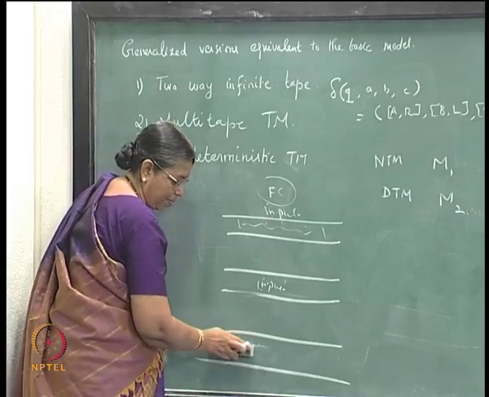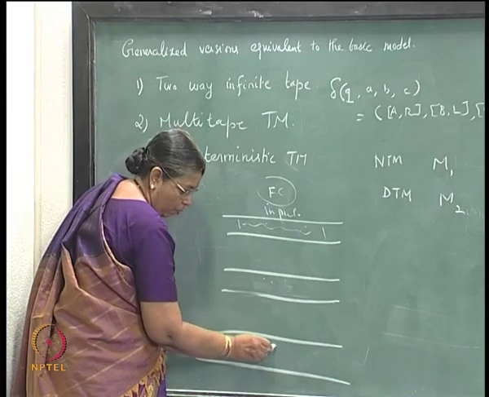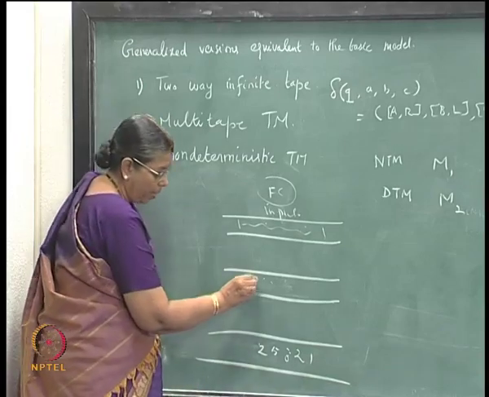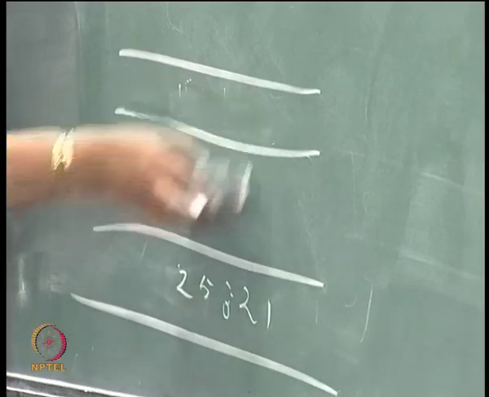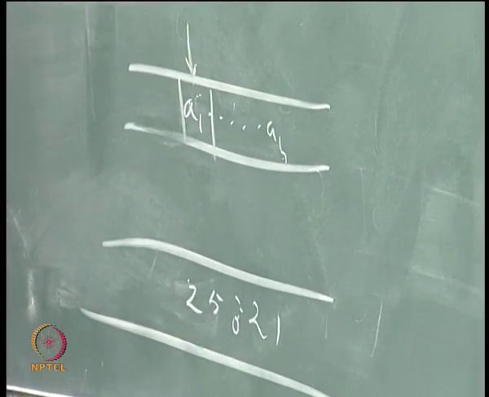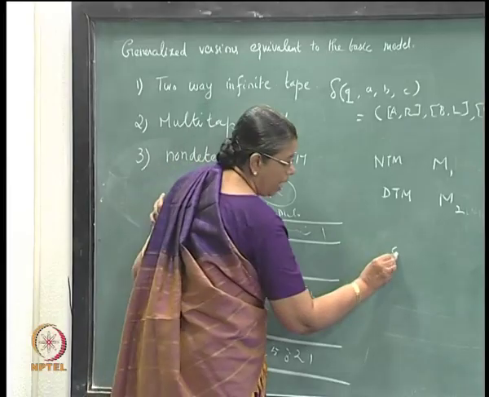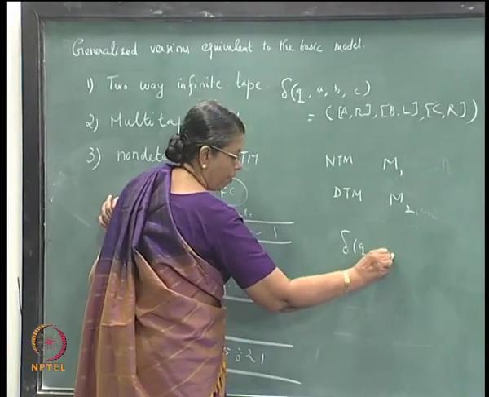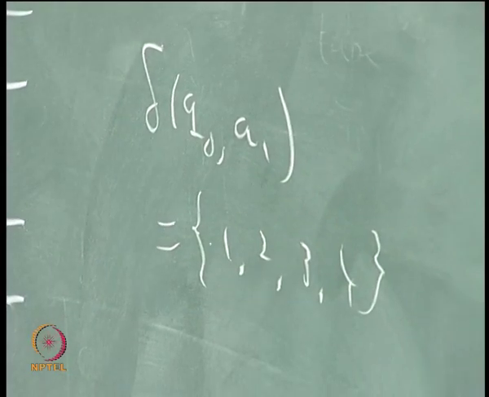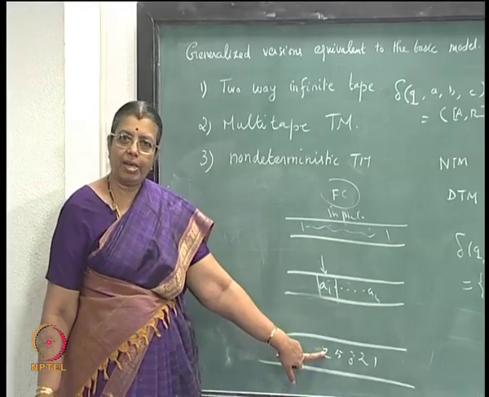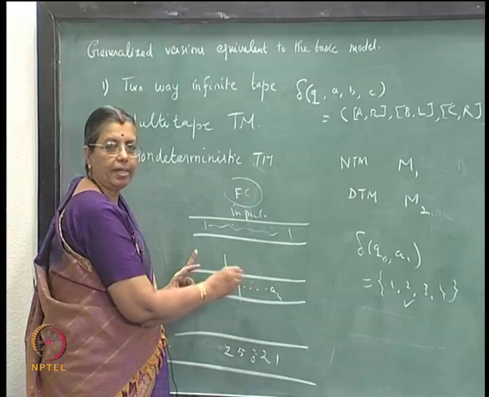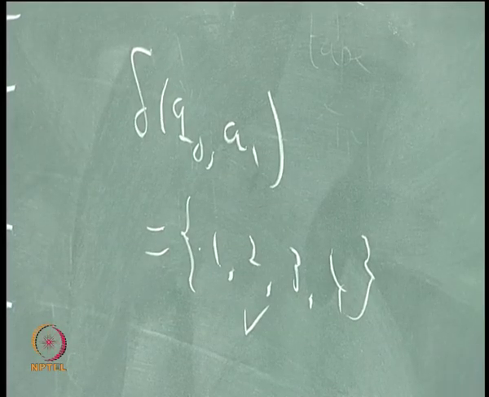Suppose at a particular time the sequence is say 2, 5, 3, 2, 1 and the input is copied here. The head will be pointing to that initially. The initial state is Q naught. So, delta of Q naught A1 will have, say, 1, 2, 3, 4 choices. The number is 2 here, so it will select the second choice and simulate it.